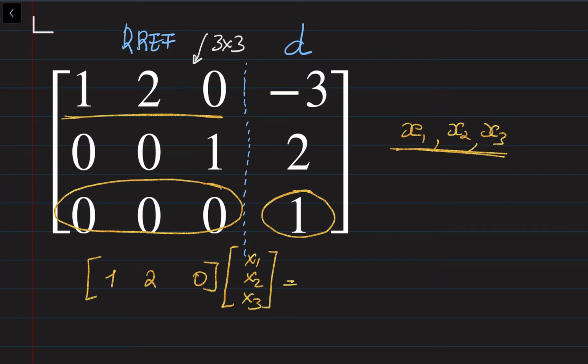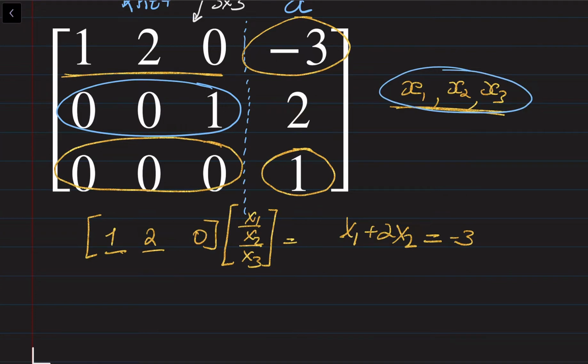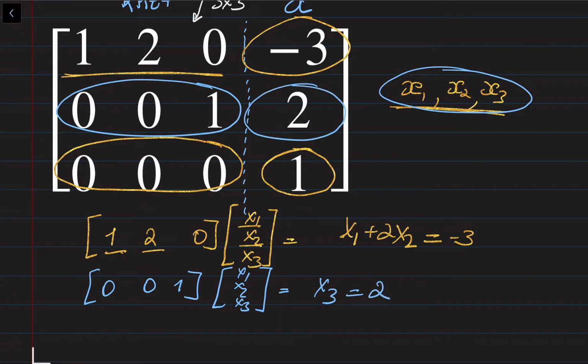So it's going to be equal to 1 times this x1 plus 2 times this x2, right? So it's going to be x1 plus 2x2. And this should be equalized to this constant from the corresponding row. It's going to be equal to minus 3. So now let's just multiply the second row. If you get all of the constants from the second row and multiply this with the variables, it's going to be 0, 0, 1 times x1, x2, and x3. And this should be equal to x3, right? And this is equal to the 2, the constant which corresponds to the second row.